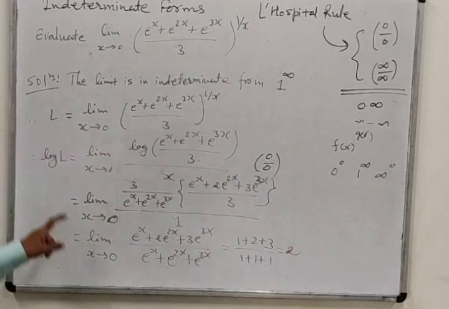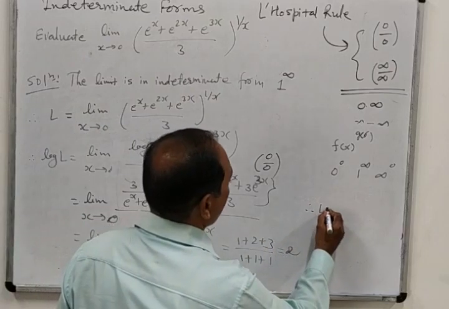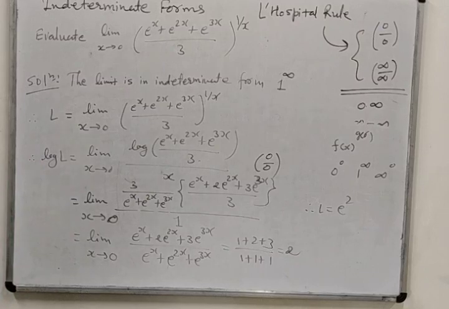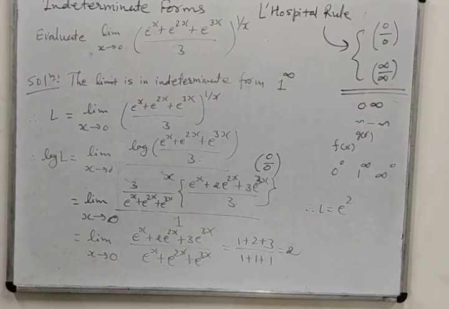But what is 2? 2 is the answer of log of L. And therefore we have L equal to e raised to 2. E raised to 2, so this is the actual answer. You can see. So you can observe this solution and example.